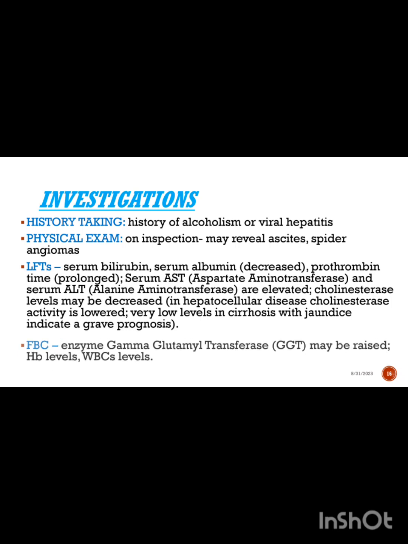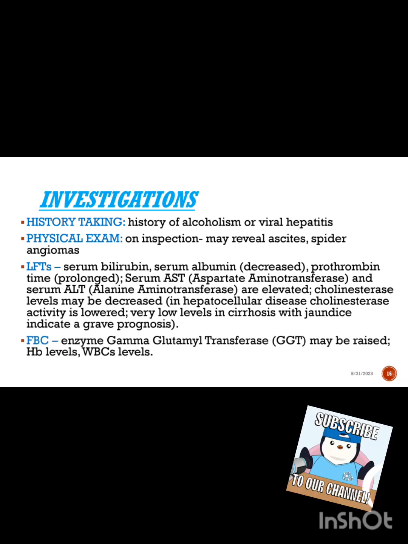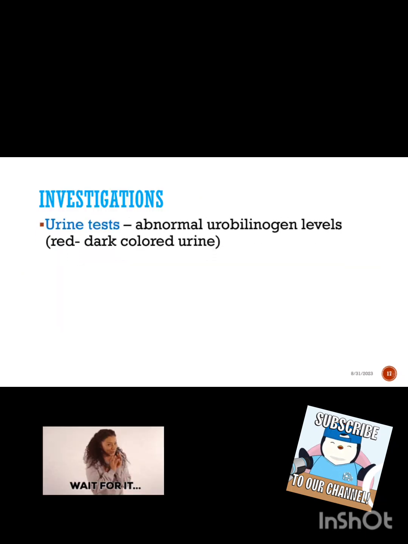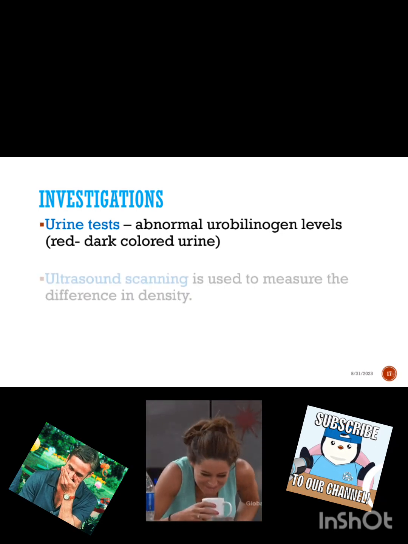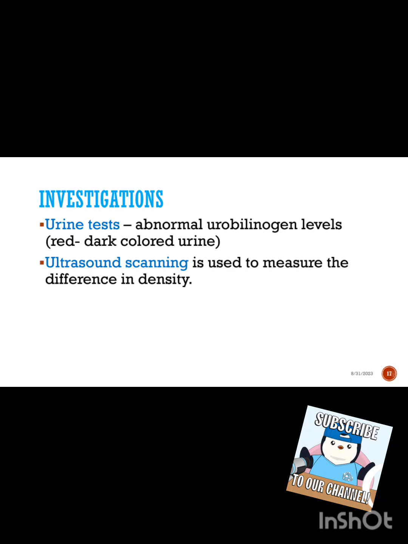Then full blood count, the enzyme gamma glutamyl transferase may be raised, blood levels of Hb also might be low, and white blood cell levels you just check in relation to the full blood count. Then other investigations, urine tests, abnormal urobilinogen levels. So the urine will look red to dark colored because of the abnormal urobilinogen.